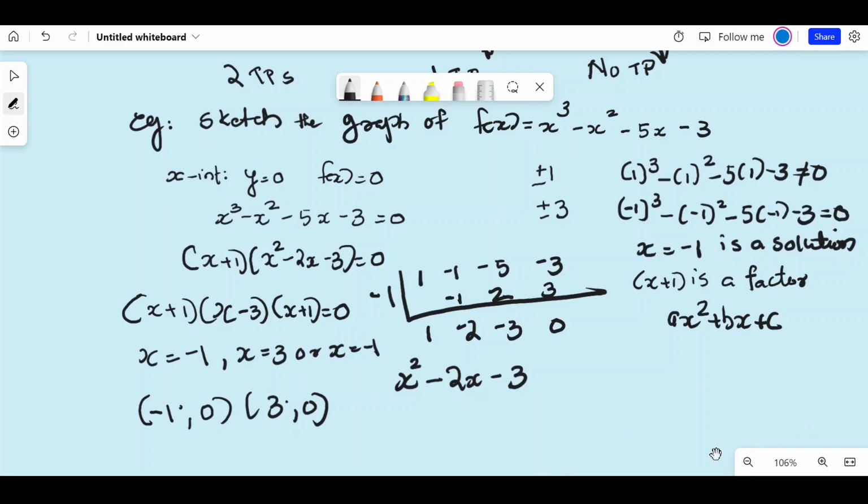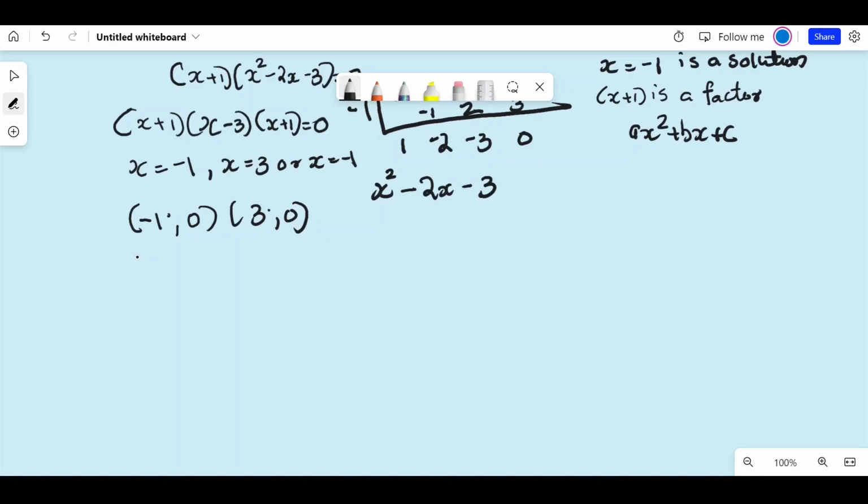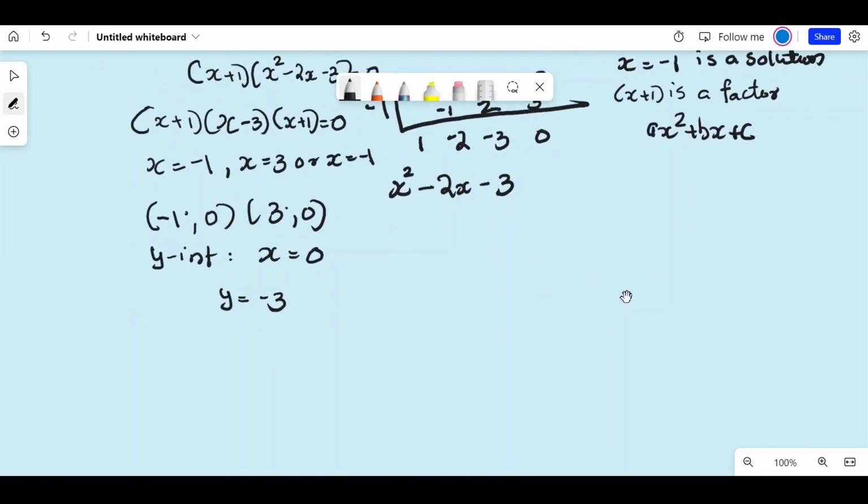Let's find the y-intercept now. The y-intercept means you put x equal to 0. When you put x equal to 0 in the function, you will only get the constant. So x equal to 0 means y equal to -3. So the y-intercept is (0, -3).